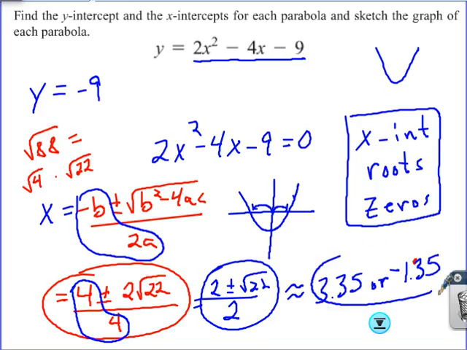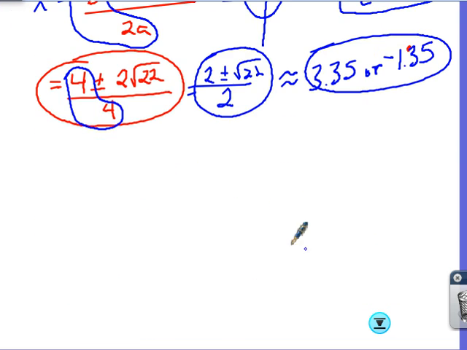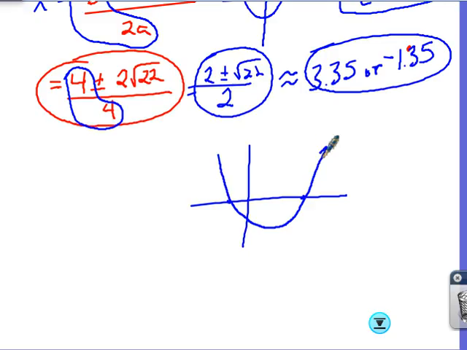Those are your two x-intercepts. Means your parabola crosses at negative 1.35 and 3.35. It's going to look something like this. You could find the vertex very easy by doing negative b over 2a. You can find the axis of symmetry and all that. But we've already told you what the axis of symmetry is. It's right there. It's 1.